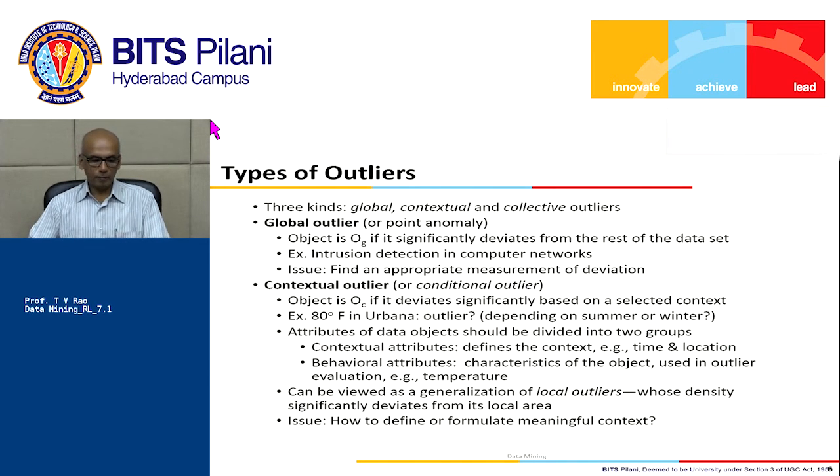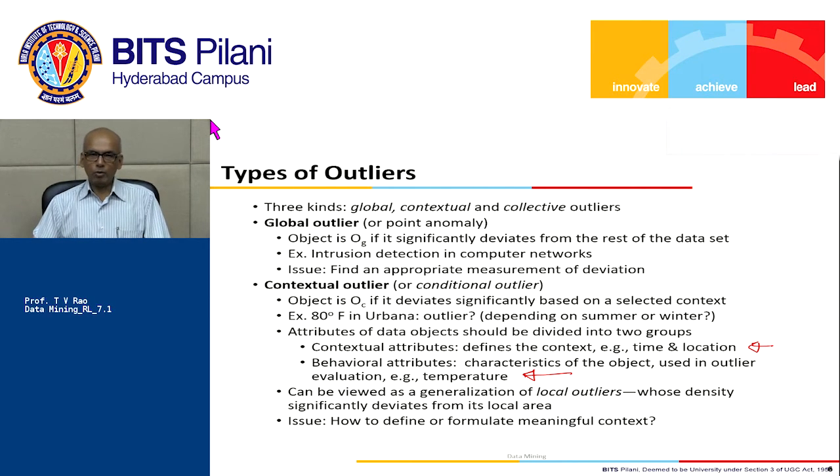But in the context of the location and possibly the time or month of the year, you can say that it's an outlier. So you need to first find the contextual attributes, in this case time and location, and then the behavioral attribute, which is what we are finding to be an outlier, in this case the temperature. We may generalize this as a local outlier problem, where we combine all the attributes and then solve the problem, saying that the combination itself represents an outlier problem.